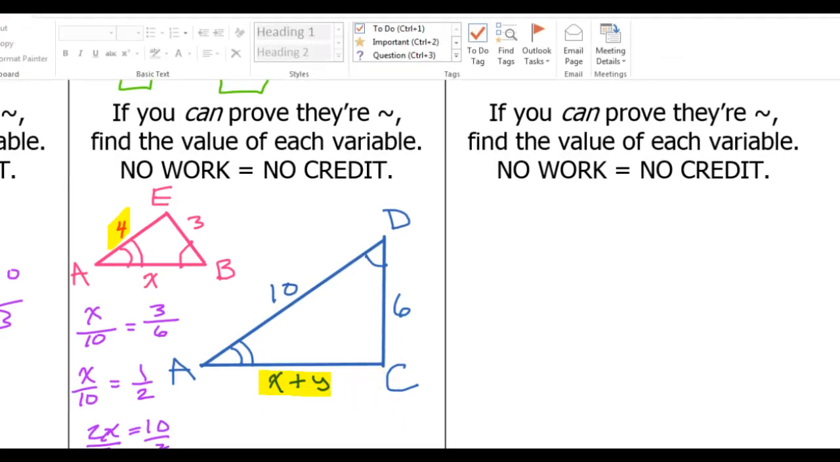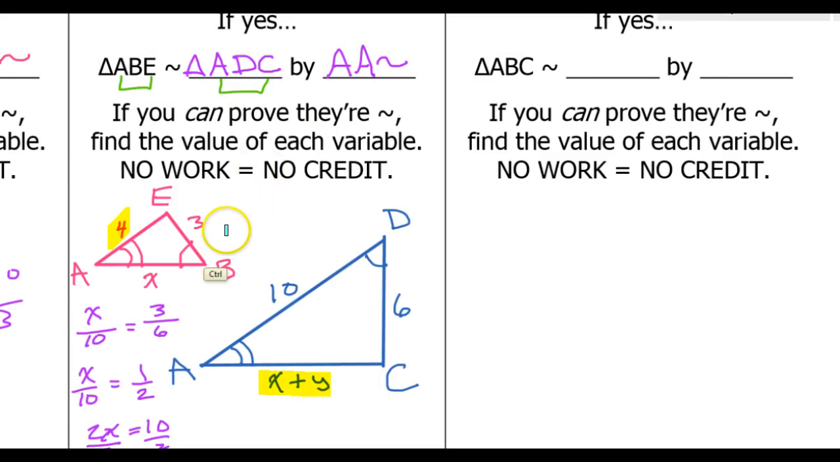Okay, while we're looking at this, let's go ahead and identify the other pair. Remember last time we did BE and DC. So here's BE and here's DC. So those are the corresponding sides. So if I do it in the same direction as I did last time, I will have 4 over x plus y equals, and then I will have 3 over 6.